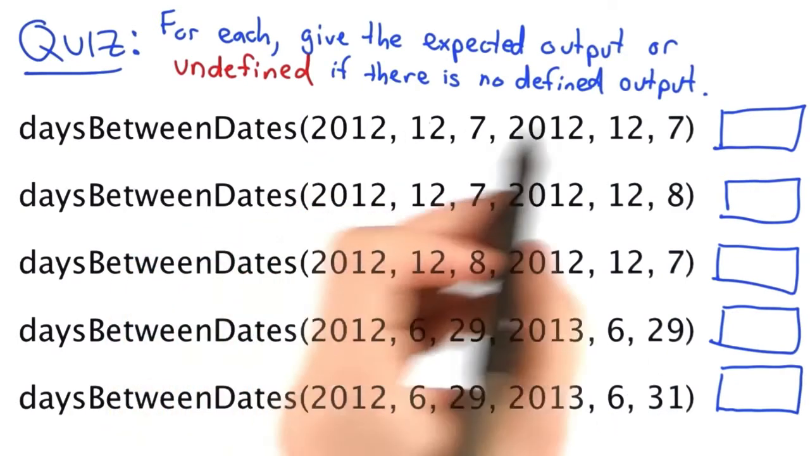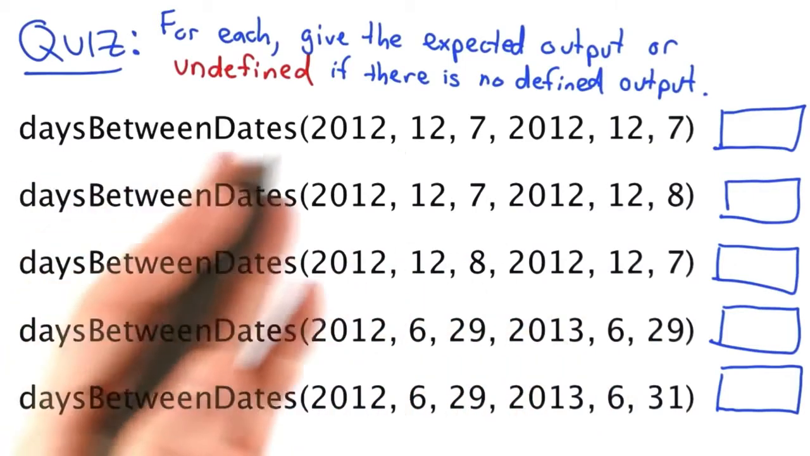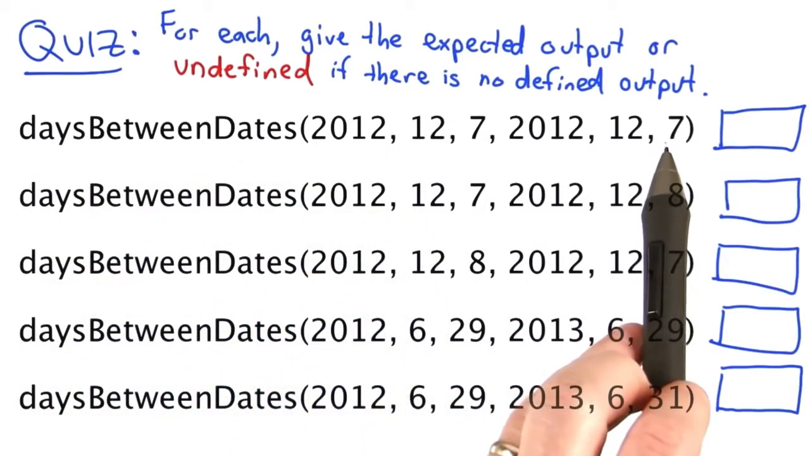The answers are, for the first one, the dates were the same. We said that was okay. The requirement is that the second date cannot be before the first date.